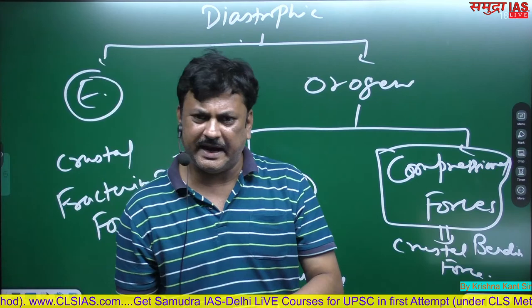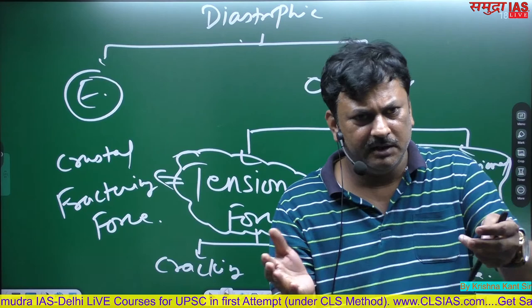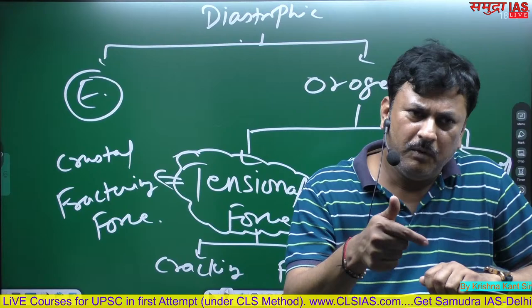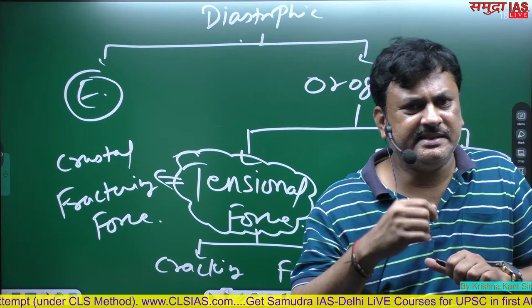Endogenic force is divided into two parts: diastrophic force and sudden force. Diastrophic force is a very slow force, responsible for the elevation, movement and building of the crustal part. Now, the diastrophic force is divided into how many groups? Two parts, two forces. The first is epeirogenic force, and the second is orogenic force.